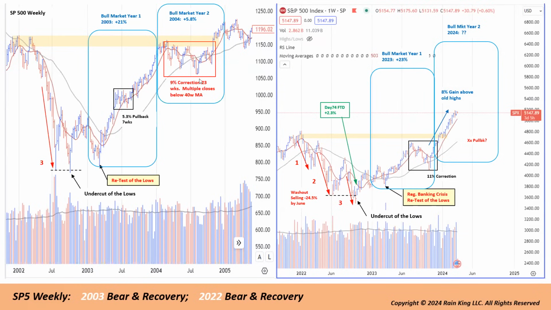The market really did pause. The correction was not terribly deep at 9%, but you can see it was a 23-week correction in bull market year number 2. And you can see multiple closes below the 40-week moving average here. So this was a long, drawn-out correction after the first leg up, but we were still below the old highs. So it's a little bit different.